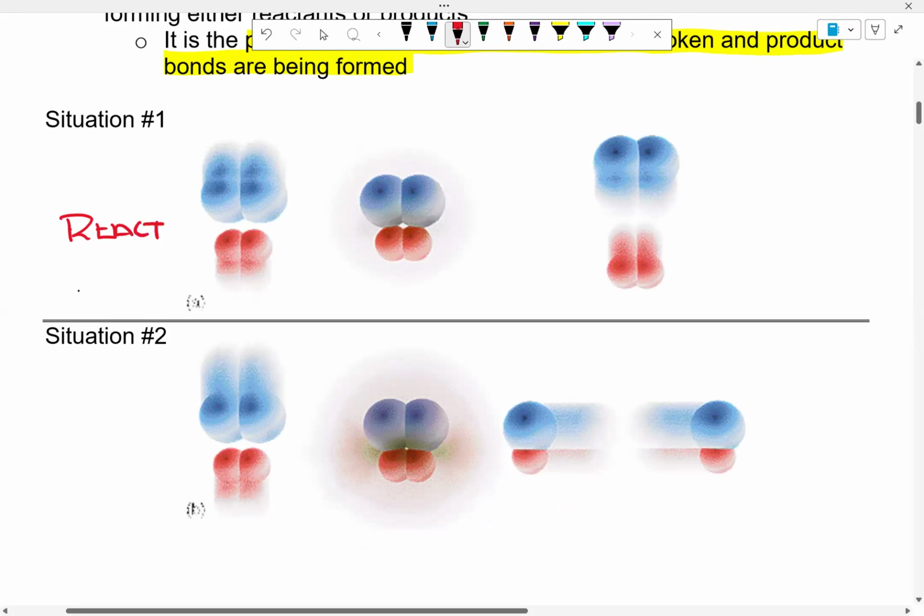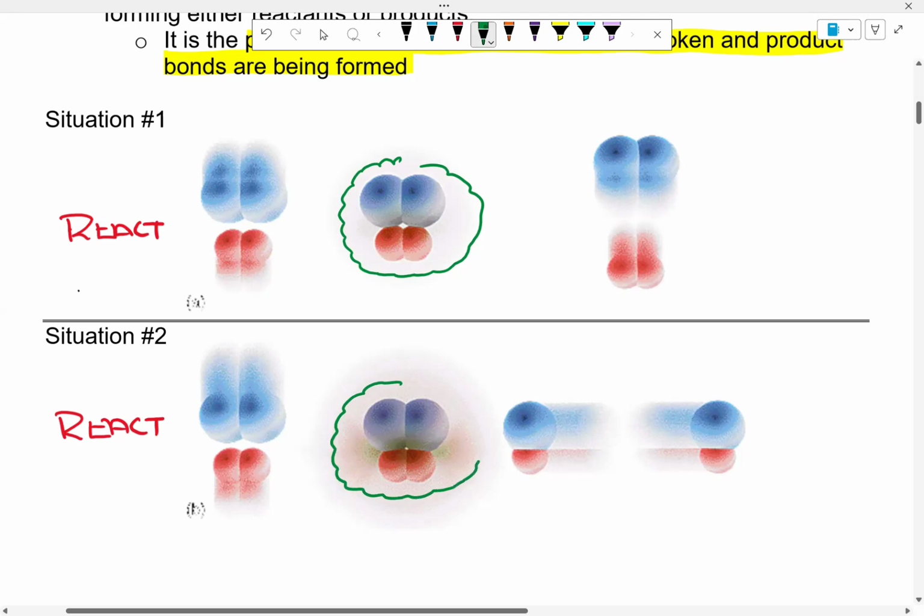Here you have the reactant as well. So both of these are exactly the same. Notice when they collide, they both form this intermediate compound. Okay? And this intermediate compound is the activated complex.